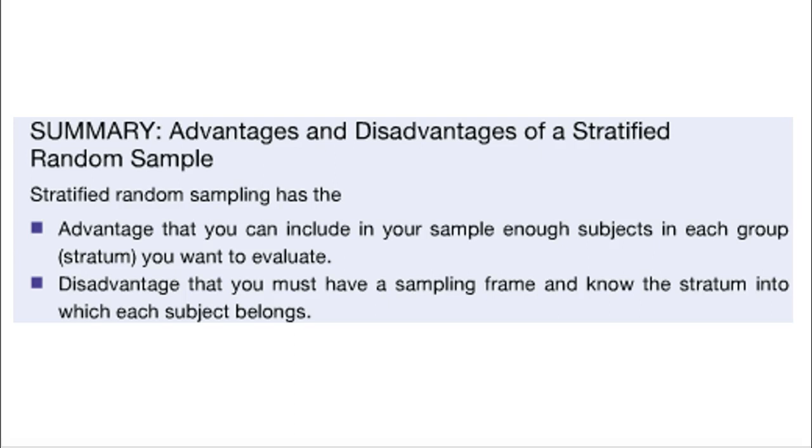The other type of sampling we're going to look at is stratified random sampling. Stratified random sampling occurs when you divide the population into separate groups called strata based on some attribute or characteristic about the subjects, and then select a simple random sample from each of the strata. This summary comes from your textbook.